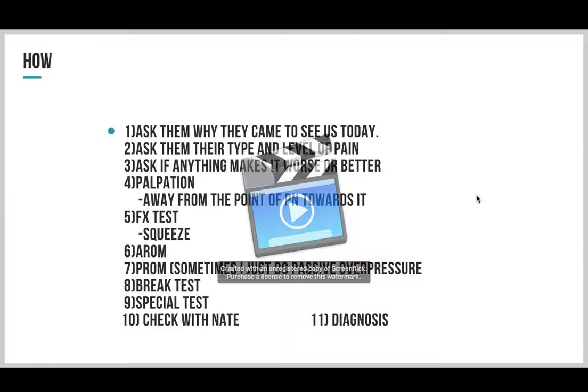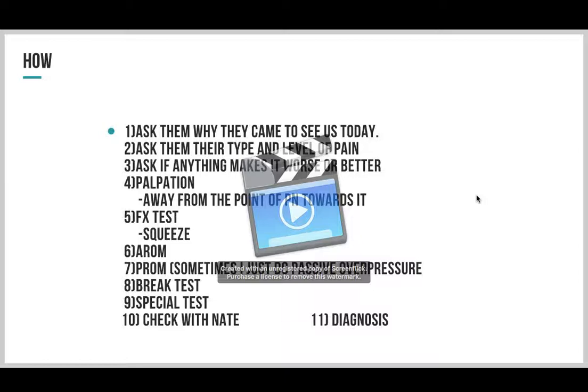First, I ask them why they came to see us today. So they'll walk in the door and I'll literally say, why'd you come to see us today? Next step, I ask them their type and level of pain. I ask if anything makes it worse or better, and by it I mean pain. Then I proceed to palpation. You start away from the point of the pain and then you work your way towards it.